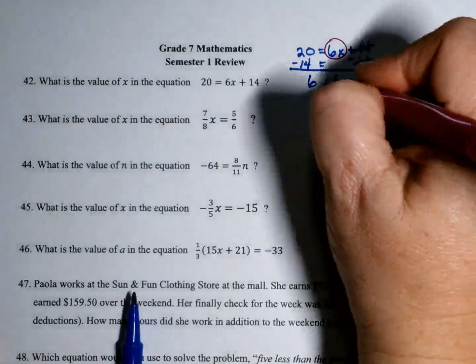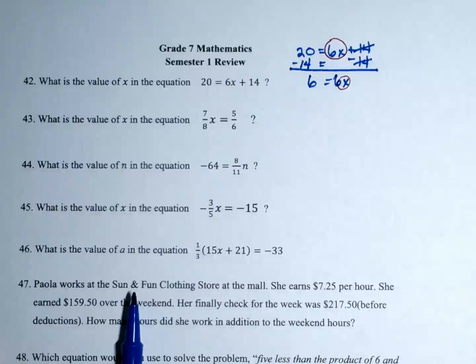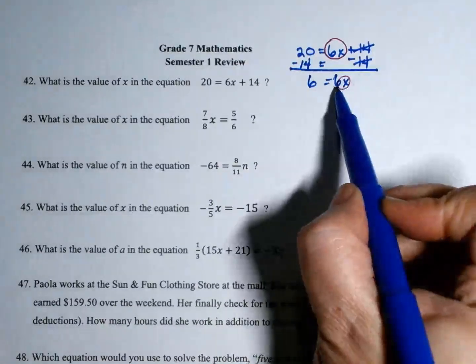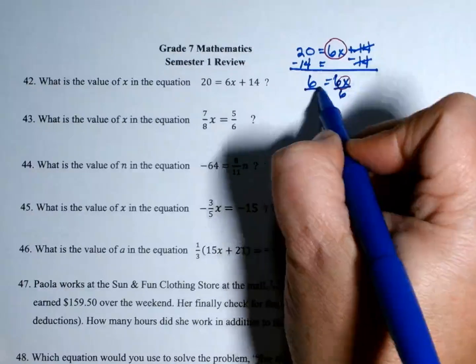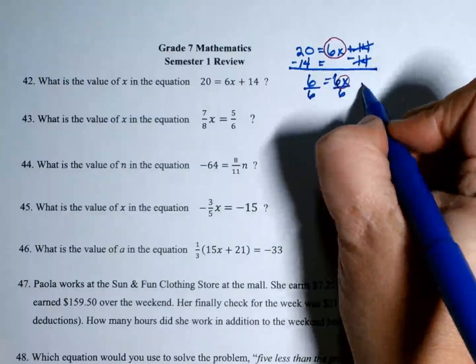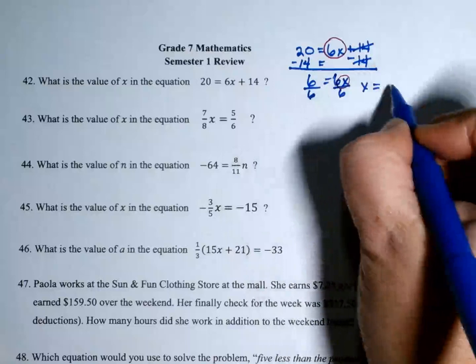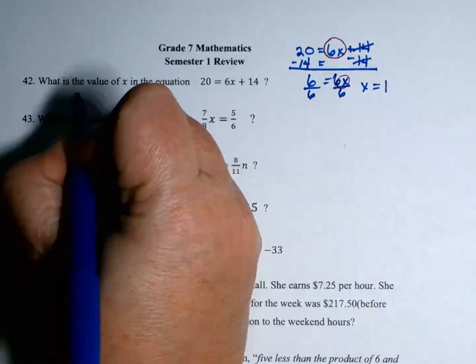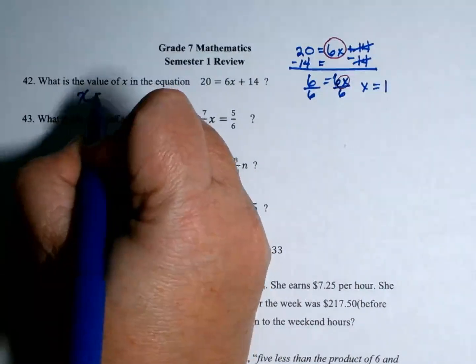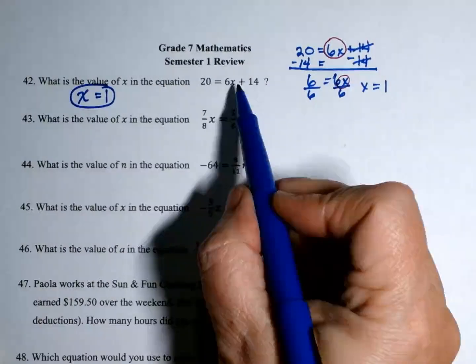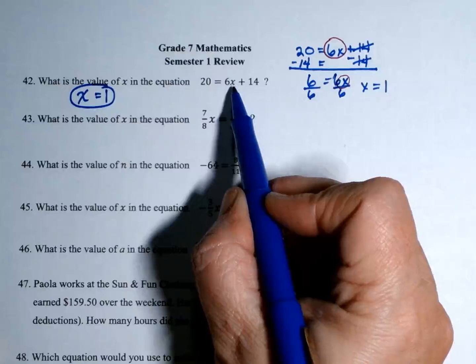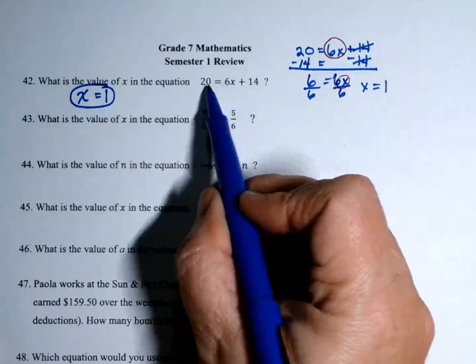Now I have to get this x by itself. This means 6 times x, so I have to divide by 6, divide by 6. That leaves me with x equals 6 divided by 6 is 1. So my value for this one is x equals 1. I can plug that back in here. 6 times 1 is 6. 6 plus 14 is indeed 20, so I know that's right.